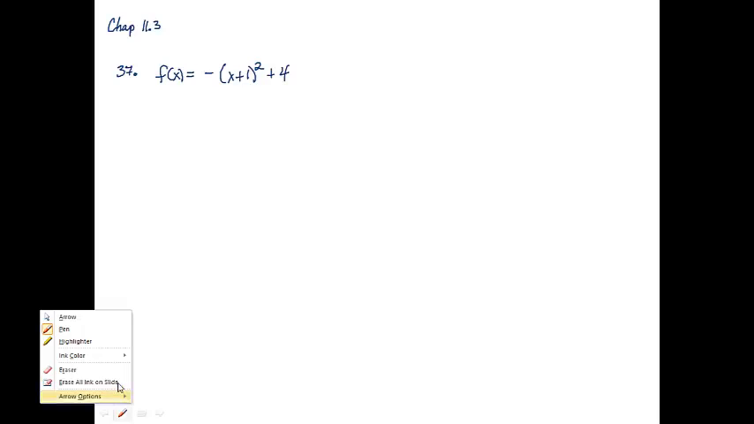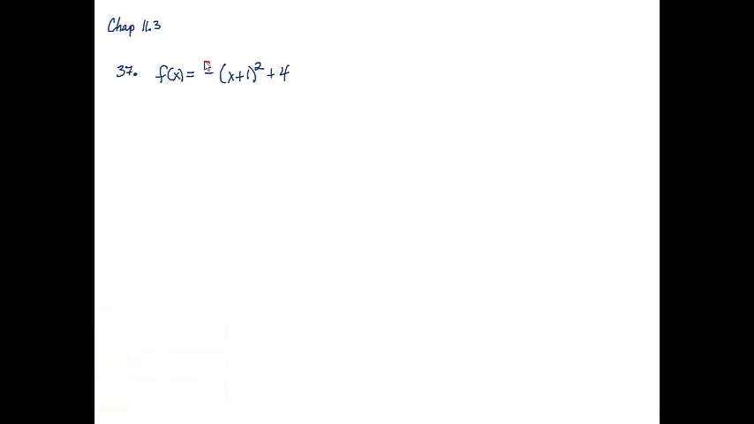So the first thing we need to do is determine if it opens up or if it opens down. Well, your leading coefficient is negative, so we know it opens down. Basically makes this shape. Okay, opens down, makes a shape like this. The next thing we need to do is find the vertex.